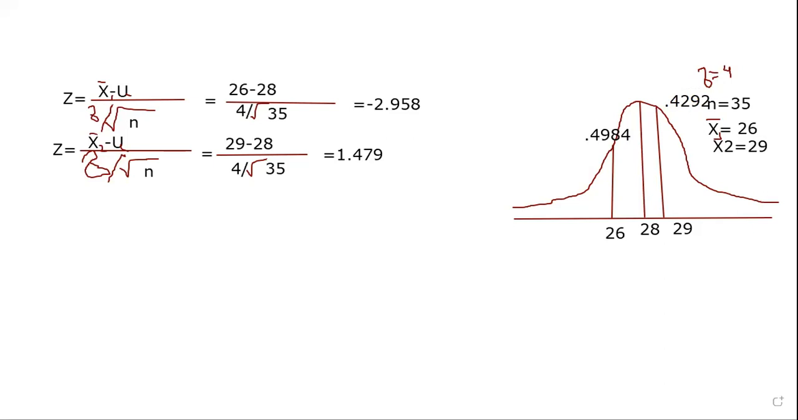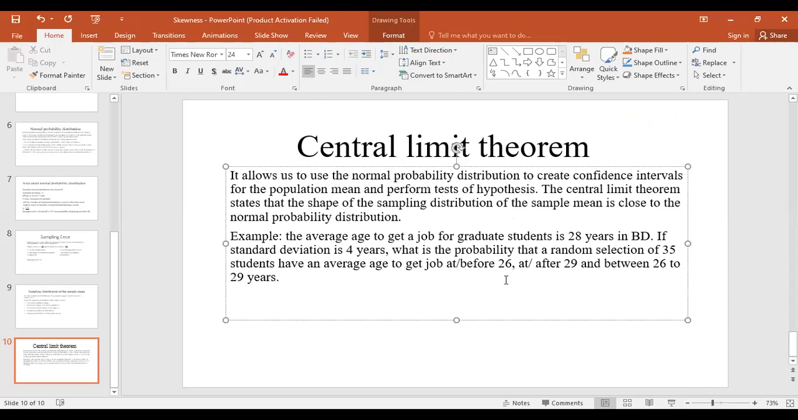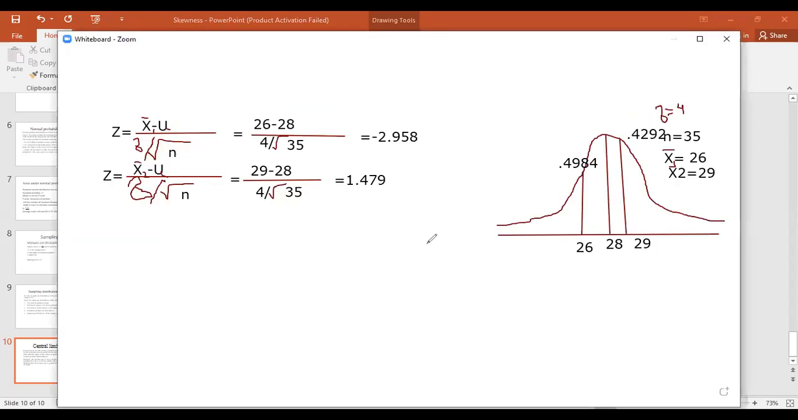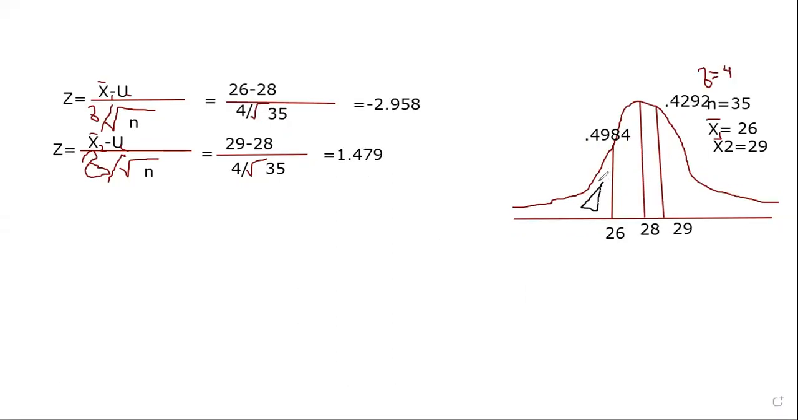For the first requirement, what is the probability that a student will get a job at 26 or before that? This is the probability we found here. The probability of getting a job is this region, at 26 or before 26. If we have a look at 29 or after 29, it is 0.4292, or here. But if we look at the probability of getting a job between 26 to 29, in that case we have to subtract.